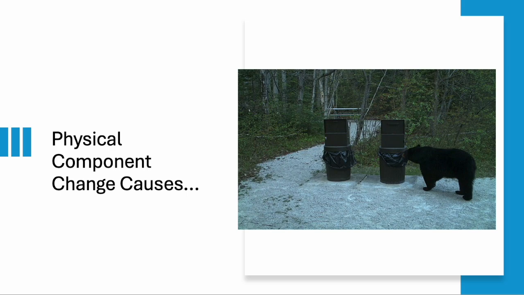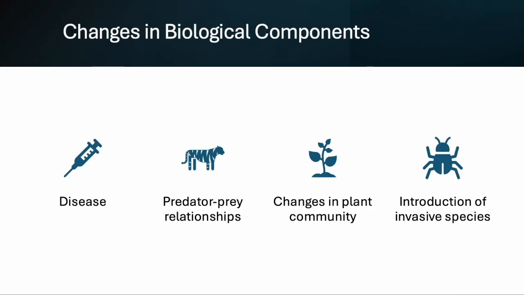Changes to biological components can also impact an ecosystem. These include disease, changes in predator-prey relationships, changes in the plant community, and the introduction of invasive species.